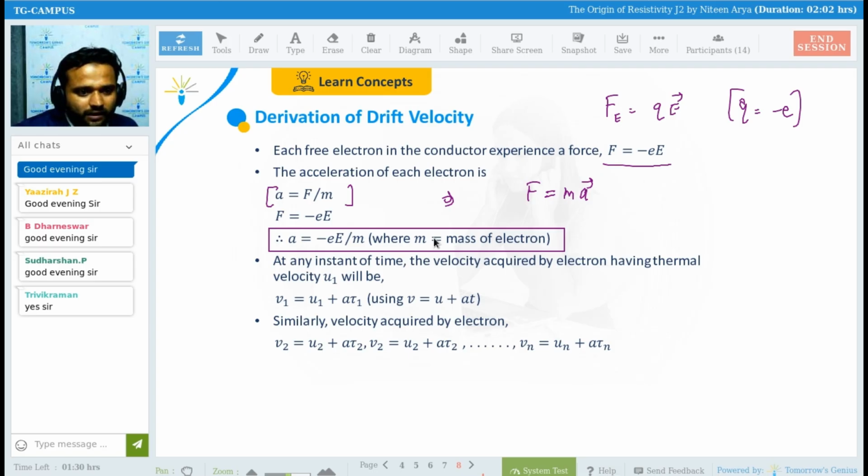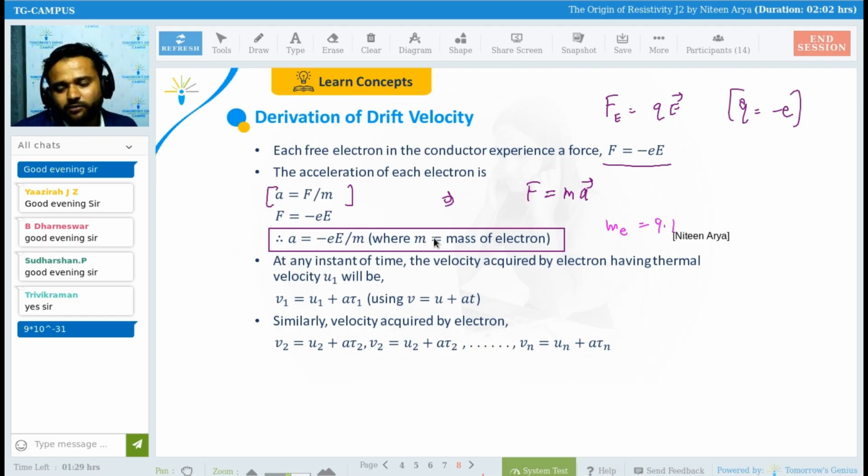No, 1.6, that is charge. Mass of an electron is 9.1 into 10 to the power minus 31 kg, if I'm not wrong. That is the order. And mass of proton is of the order 10 to the power minus 27. So that is your order.